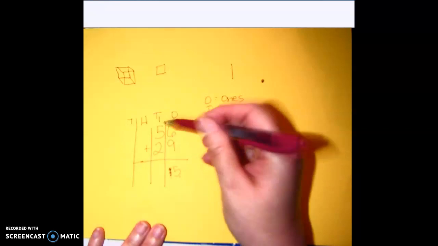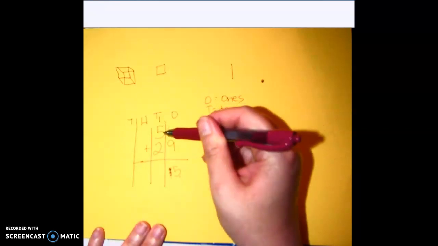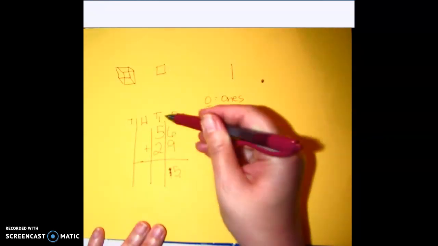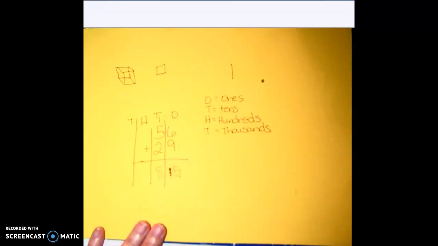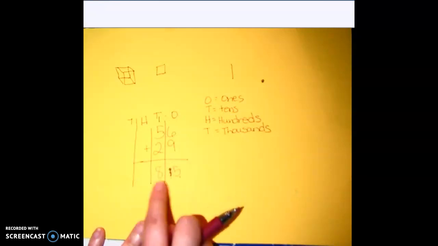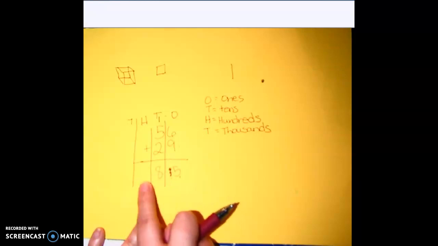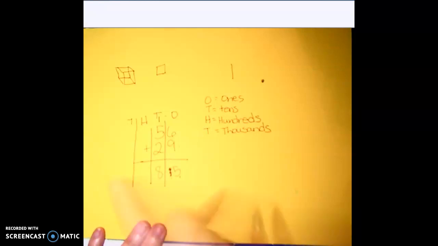Okay? Now what do we have here? We have 5 tens, and 2 tens make 7, and 1 ten makes 8. So there we have 85. We don't have any hundreds because we have to have at least 10 tens to get that 100. And we don't have any thousands. So we're done with that one, okay?